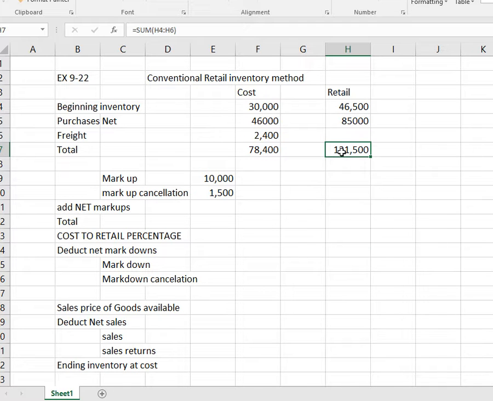This is exercise 9-22. Before we get into it, I want to talk about markups and markdowns. The book talks about markups and markdowns. When I have a shirt, I'm selling shirts, I'm in the retail business, I'm a retailer. And this shirt retails for $20. Everyone loves my shirts, and I need to sell it for a higher amount so I can make more profit. So I decide I'm going to have a markup of $5, and I will now sell my shirts for $25.